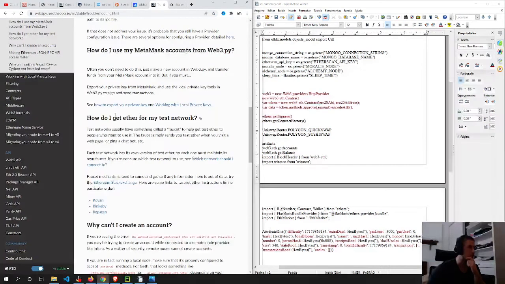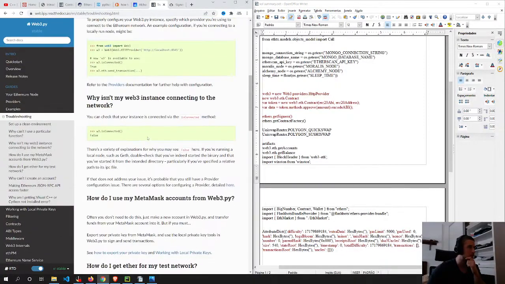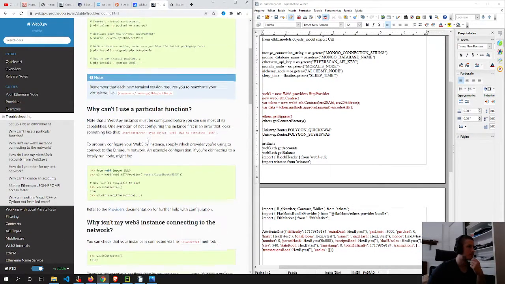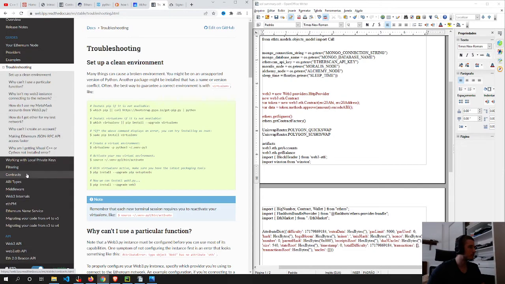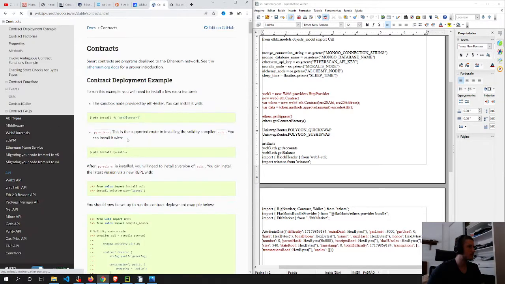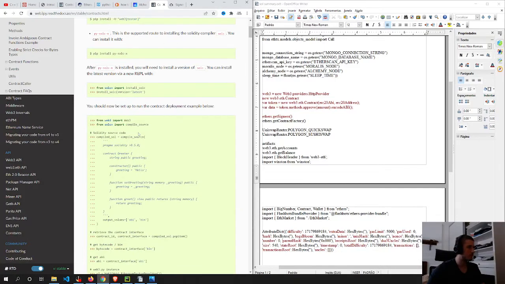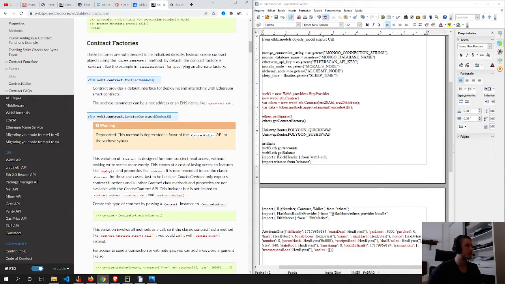ContractFactory, I think I was reading something about this somewhere. Contracts are not intended to be initialized directly, instead create contract objects using the contract method. By default, the contract factory is contracts. See the example, concise contract for specifying an alternate factory.